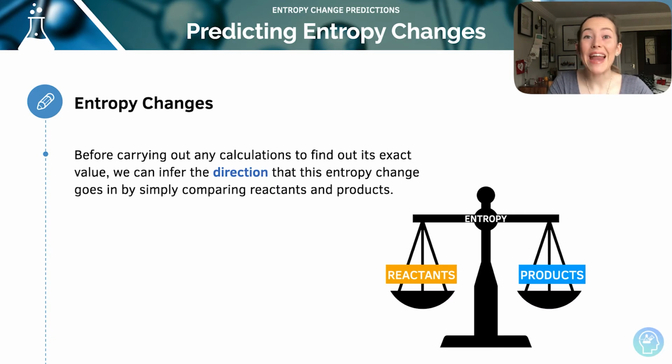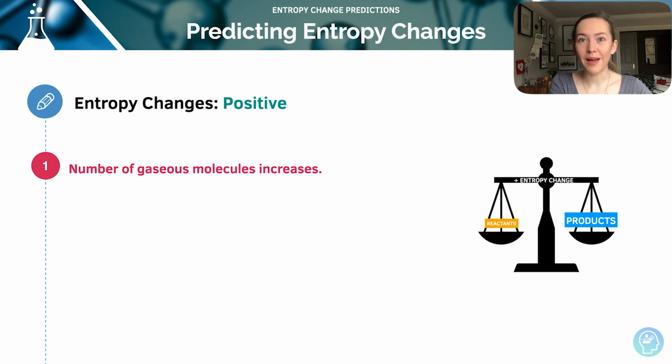Before we carry out any calculations to work out the total entropy change, we can actually infer a lot just looking at the reactants and the products and comparing them. Things we can compare. The first, most obvious one is the number of gaseous molecules increases as we go from the reactants to the products. Because remember, the arrangement of the particles is more random in gases than in solids and liquids.